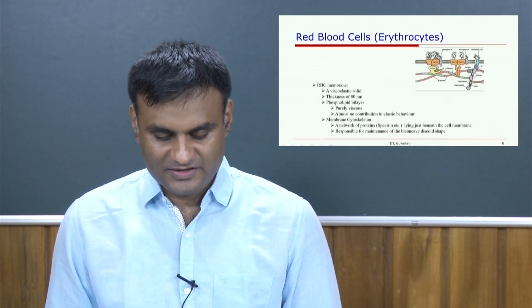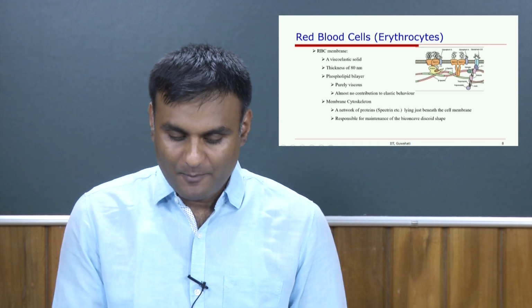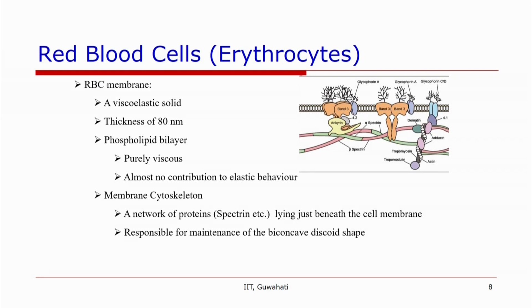Okay. The membrane of the RBC is a viscoelastic solid and it is made up of phospholipid bilayer. Bilayer means 2 layers, so 2 layers of lipids here, and this layer is purely viscous. As we said earlier, the RBC is a viscoelastic solid, but this lipid bilayer does not contribute towards the elastic behavior.